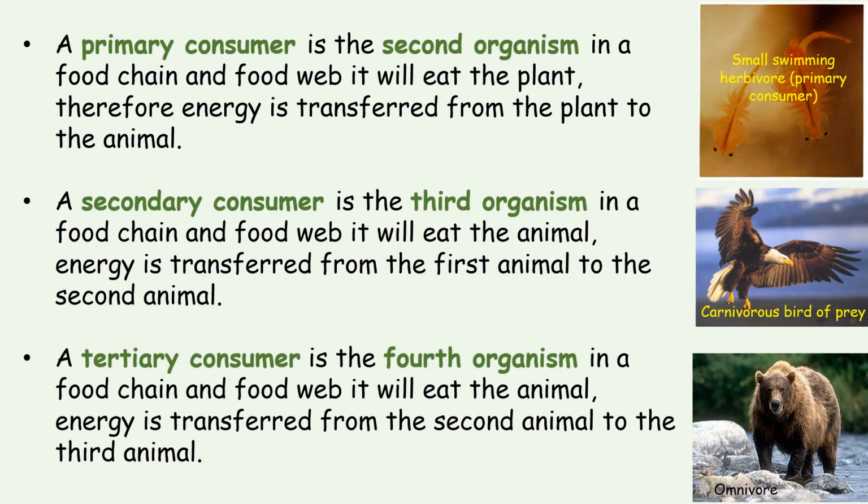Make sure you understand food chains before you move on. As I have said, the primary consumer is the second organism in a food chain or in a food web. It will eat the plant, so therefore energy is transferred from the plant to the animal. A secondary consumer is the third organism in the food chain or in the food web, and it will eat the animal that eats the producer, and energy is transferred from the first animal to the second animal. A tertiary consumer is the fourth organism in the food chain or in the food web, and it will eat the animal, and the energy is transferred from the second animal to the third animal.